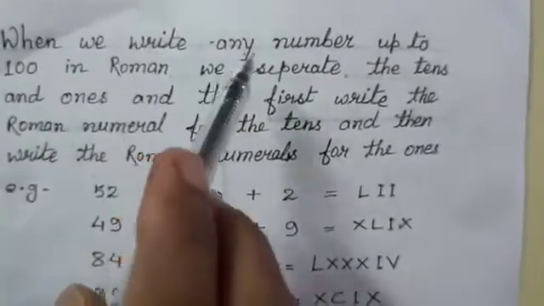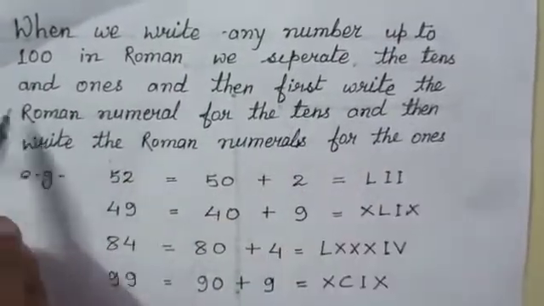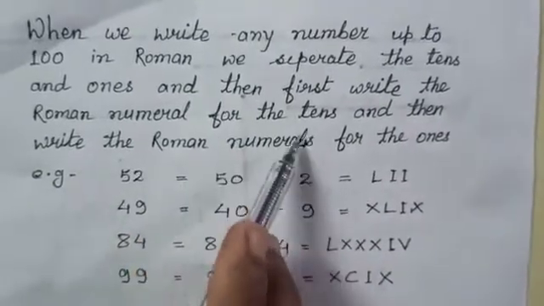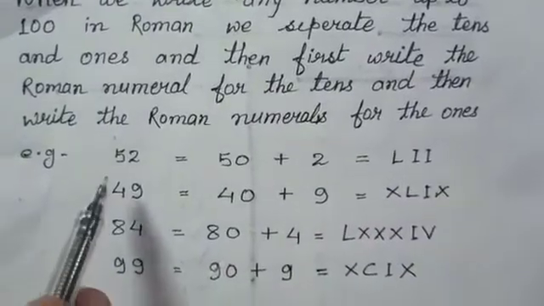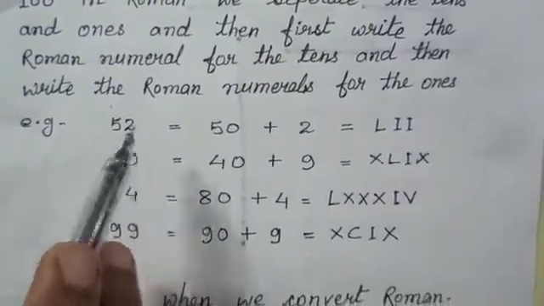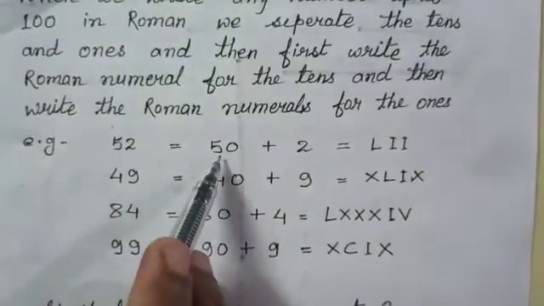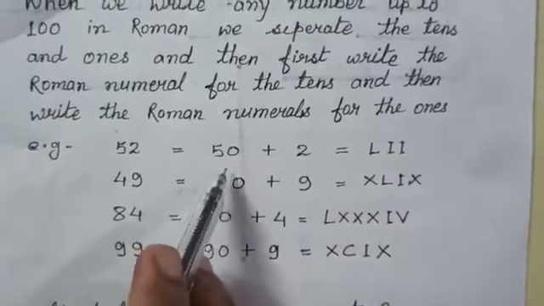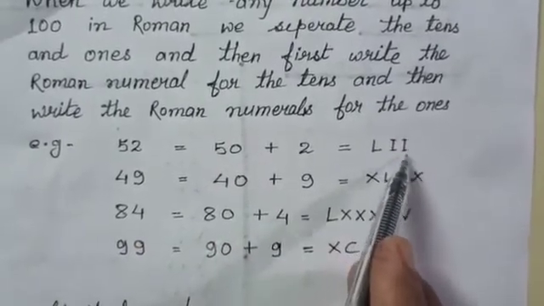When we write any number up to 100 in Roman, we separate the tens and ones and then first write the Roman numeral for the tens and then write the Roman numeral for the ones. For example, 52. You have to write it in Roman. So first of all you have to separate it into tens, means 50 plus 2. So 50, we know the symbol, it is L, and 2 we can write by 2 times I.